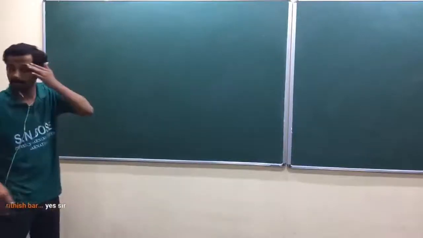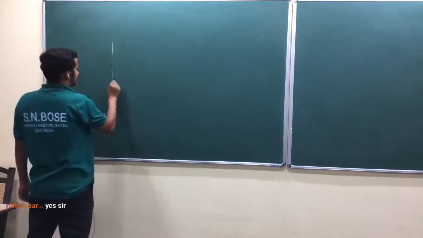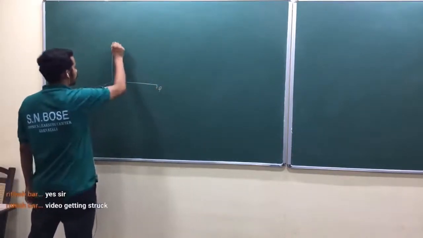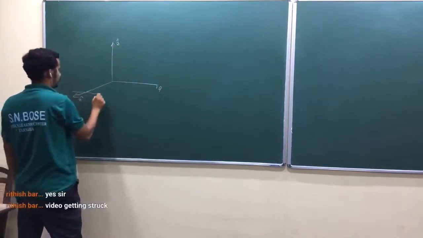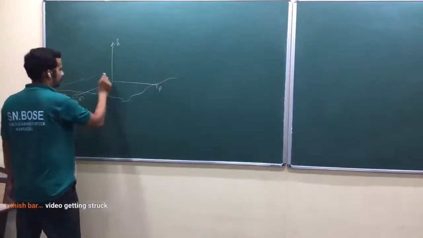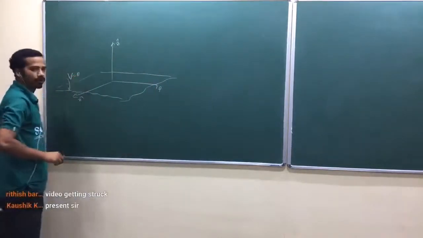Image problem, isn't it? So, x cap, y cap, z cap, we had an infinite plane made of metal and it is grounded. So potential V was equal to 0, isn't it?